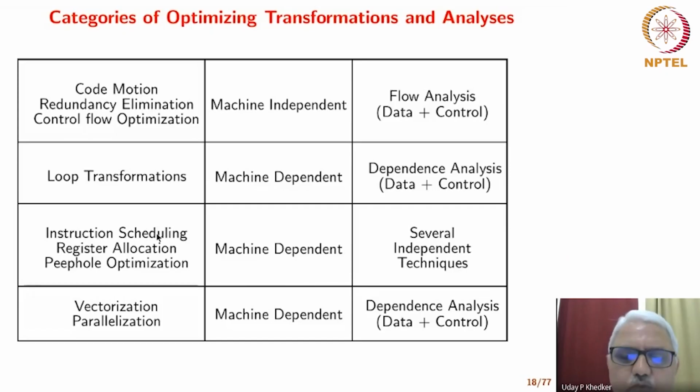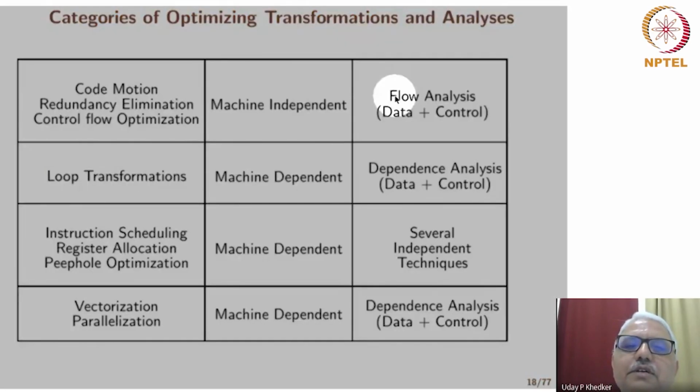Then there are instruction scheduling, register allocation, and peephole optimization, which are machine dependent optimizations, which have several independent techniques. I believe Professor Govindarajan has covered some of them in sufficient detail. And eventually we have parallelization and vectorization, which are machine dependent, where again we use dependence analysis, or what is called polyhedral compilation, which Professor Sanjay Rajopadhyay is going to cover, I believe, tomorrow sometime. So this is the category of optimizing transformations. Our focus is on data flow analysis. That's what we want to see.